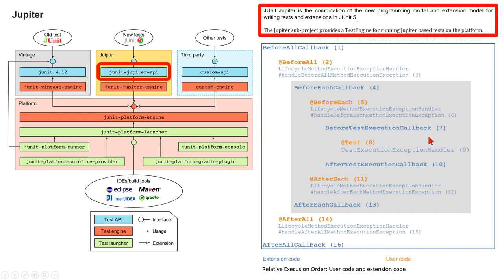Interface BeforeTestExecutionCallback. BeforeTestExecutionCallback defines the API for extensions that wish to provide additional behavior to the test immediately before an individual test is executed, but after any user-defined setup methods, for example @BeforeEach methods, have been executed for that test. Annotation interface Test. @Test is used to signal that the annotated method is a test method.